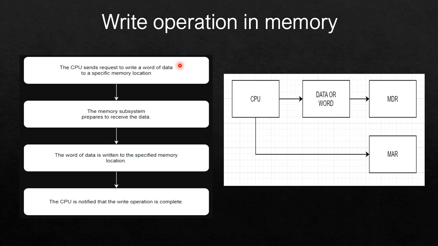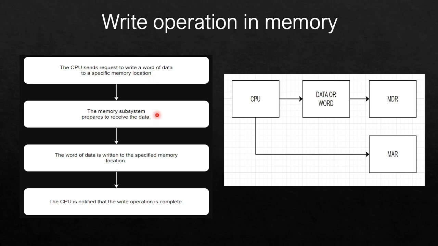This can include a number, a character, or any other type of data that can be represented using binary digits or bits. For example, a 32-bit word of data might represent a signed or unsigned integer, while a 64-bit word of data might represent a floating point number.